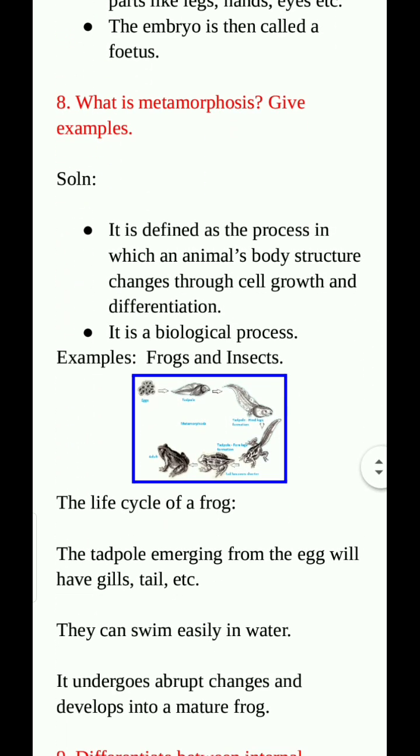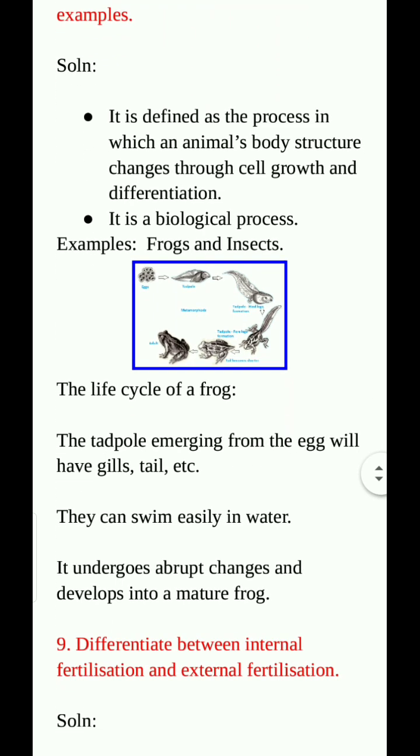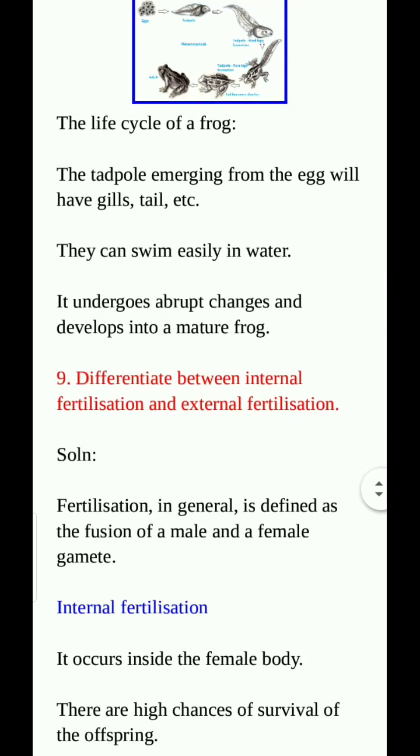Question number 8. What is metamorphosis? Give examples. Answer. It is defined as a process in which an animal's body structure changes through cell growth and differentiation. It is a biological process. Examples: frogs and insects. The life cycle of a frog: the tadpole emerging from the egg will have gills, a tail, etc. They can easily swim in water. It undergoes abrupt changes and develops into a mature frog.